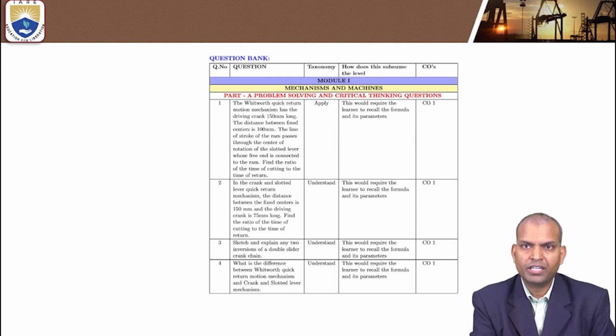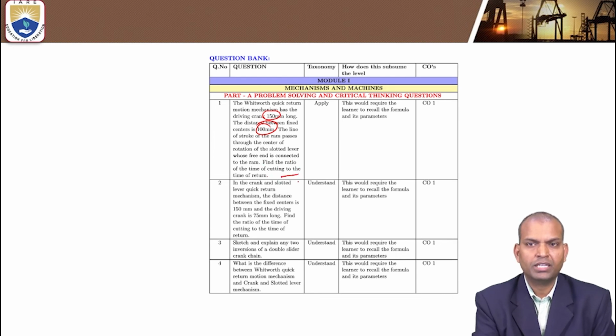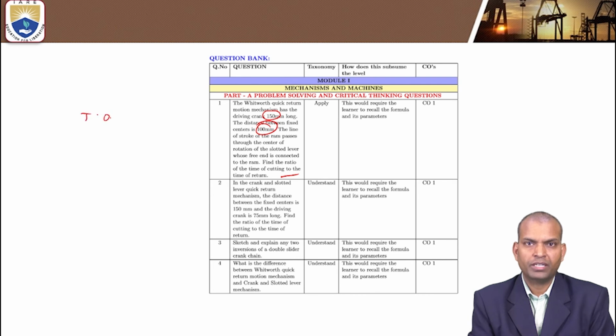The Whitworth quick return motion mechanism has the driving crank 150 millimeters long. The distance between the fixed centers is 100 millimeters. The line of the stroke of the ram passes through the center of the rotation of the slotted lever, whose free end is connected to the ram. Find the ratio of the time of cutting to the time of return. We covered the time of cutting stroke to time of return just now.